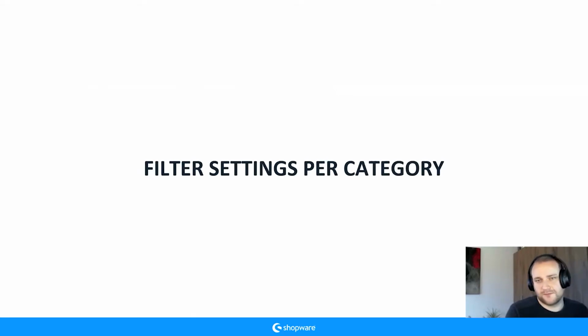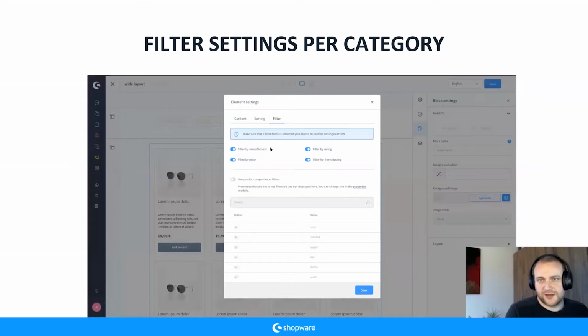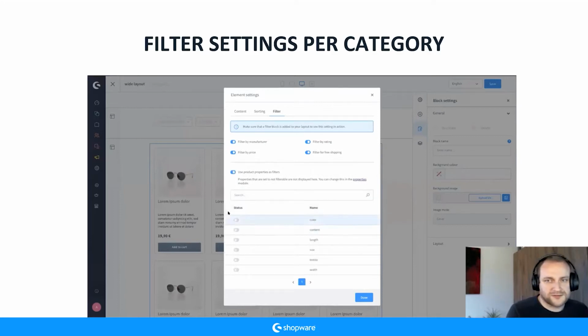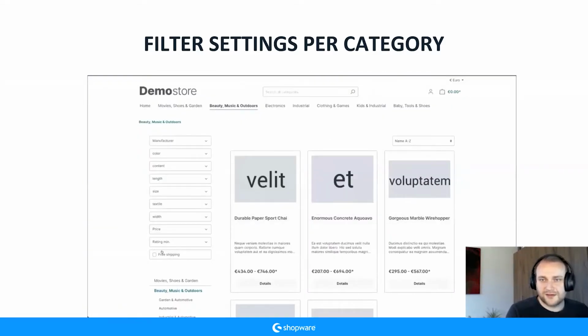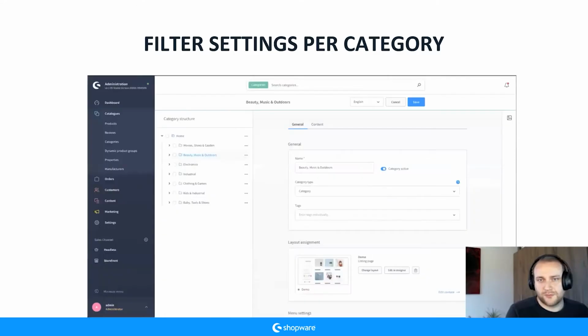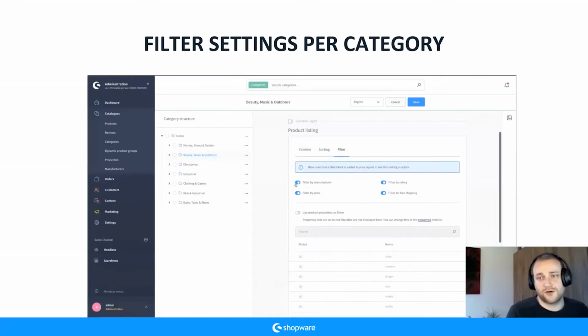Filter settings per category. The point is that the store owner will be able to set the available filters in a very fine granular way. So let's have a look how it is working. For each CMS listing element, you can now configure which filters should be visible in the storefront. You can configure not only the standard filters like price, ratings, manufacturer, but of course also the individual property filters. If this is not enough, I can override these settings again category specific, as usual via the category module. And yeah, I think this is a very powerful and flexible way to manage all shop filters.